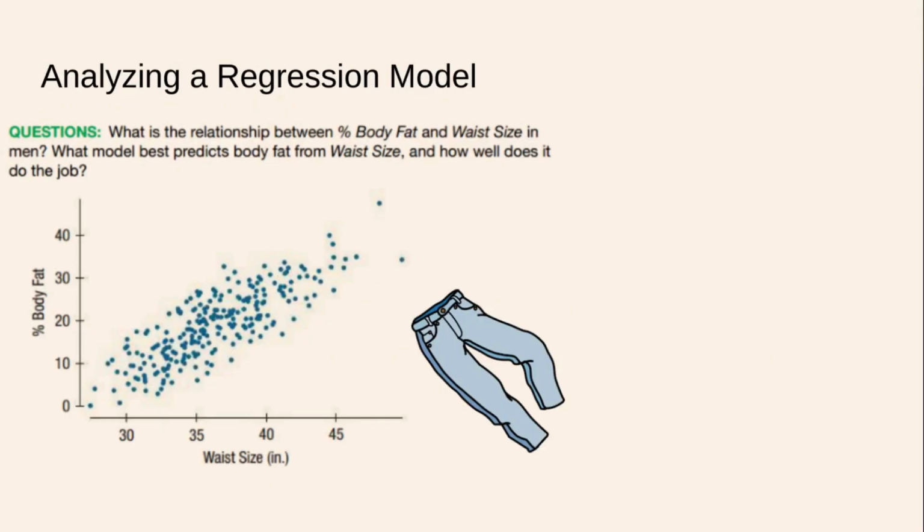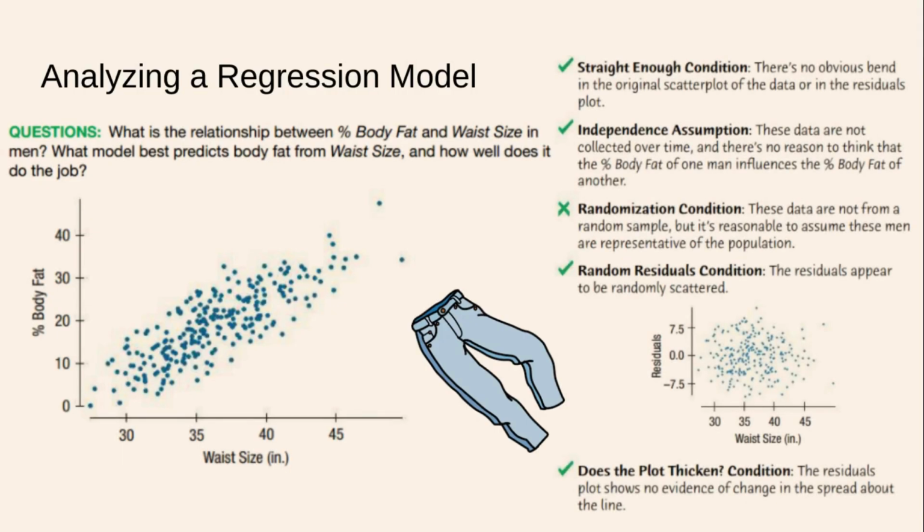All right, we're going to do all of this with our study on the relationship between percent body fat and waist size in men. Here is the scatter plot that we can fit a regression line to predict percent body fat given particular waist sizes, or can we? So we're going to see what conditions we can check off. Straight enough condition: yeah, the scatter plot seems to suggest a straight linear pattern.